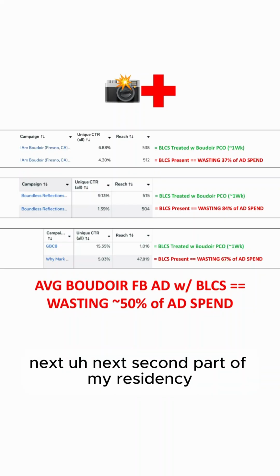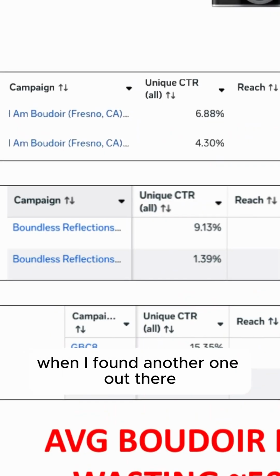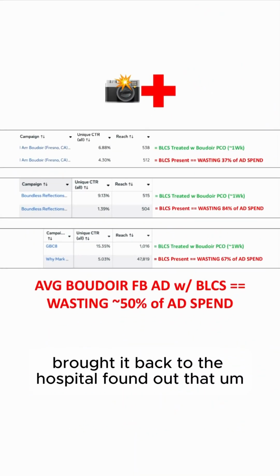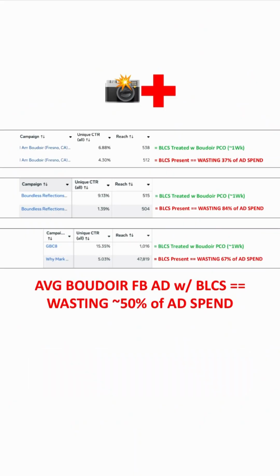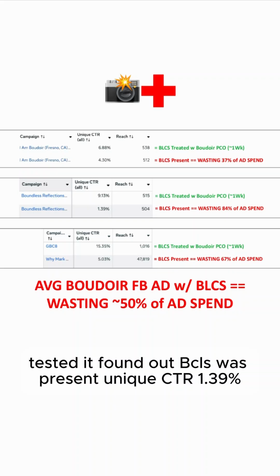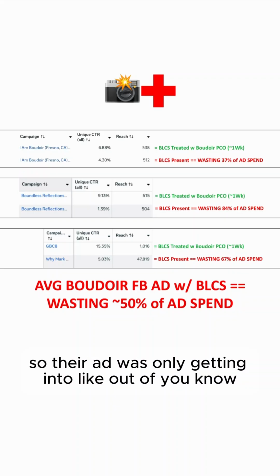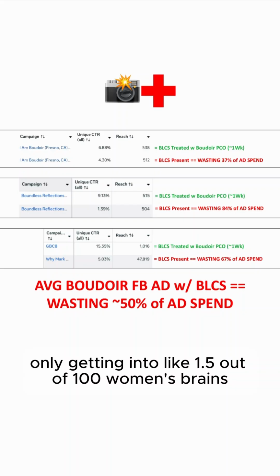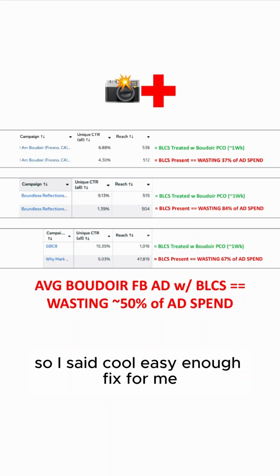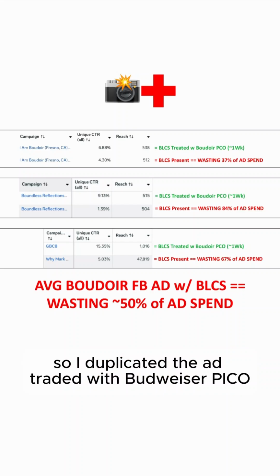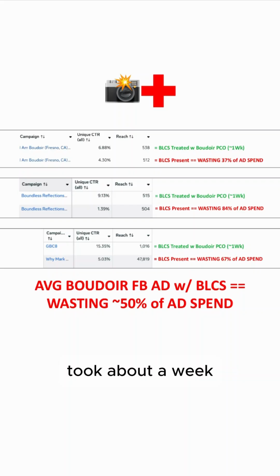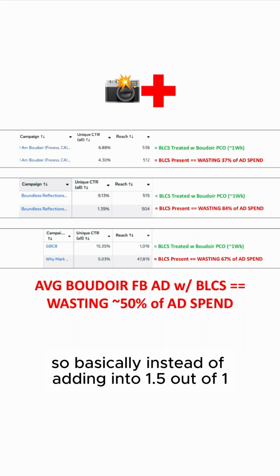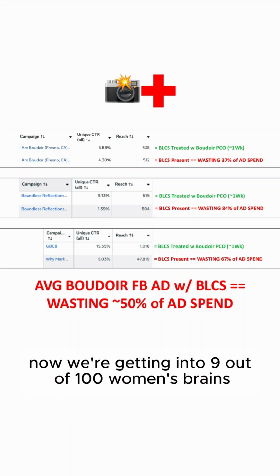Next, in the second part of my residency, I found another Boudoir Facebook ad out there in the wild and brought it back to the hospital. I ran it, tested it, and found out BLCS was present, with a unique CTR of 1.39%. So their ad was only getting into about 1.5 out of 100 women's brains. I said, cool, easy enough fix for me. I duplicated the ad, treated it with Boudoir Pico, took about a week, and got the unique CTR up to 9.13%. So instead of their ad getting into 1.5 out of 100 women's brains, now we're getting into 9 out of 100 women's brains.